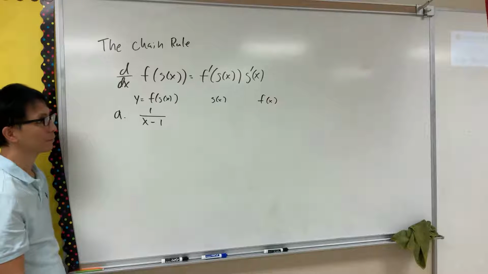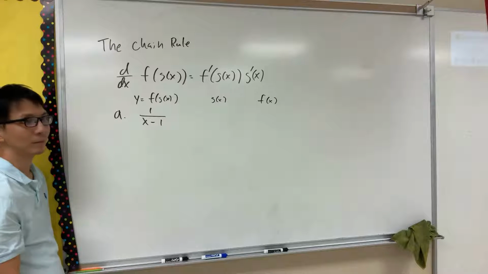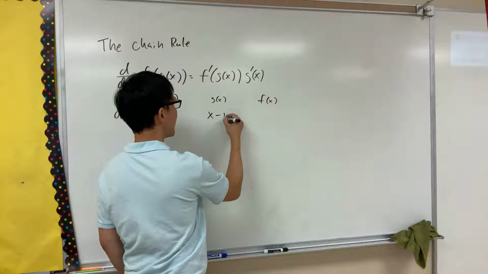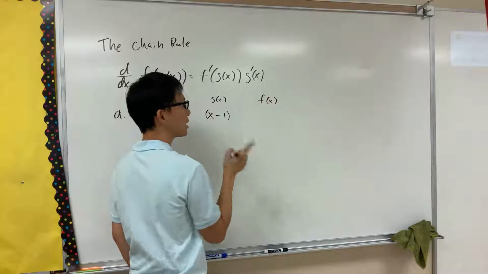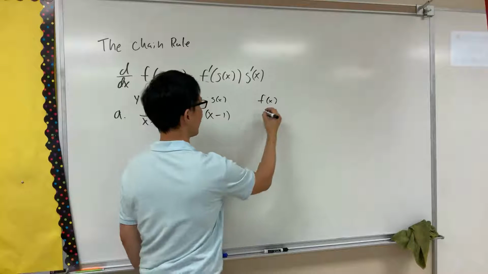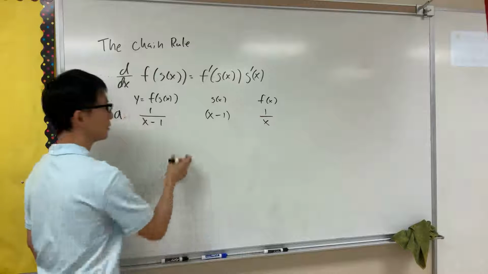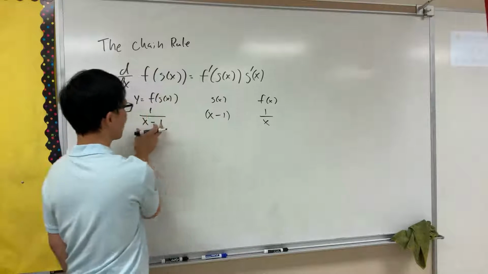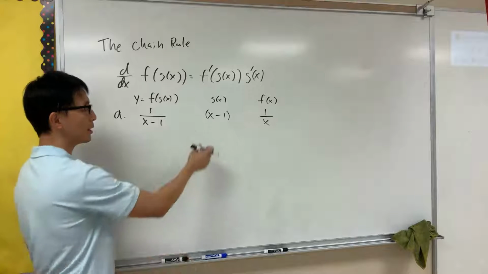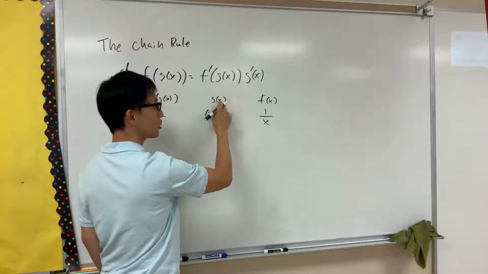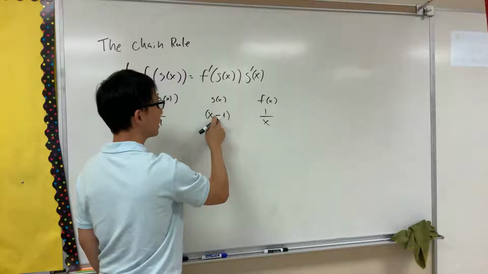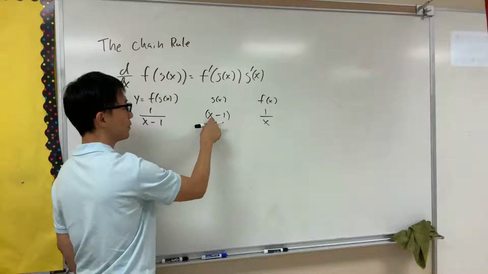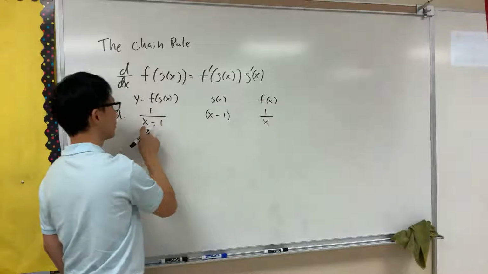X minus 1 is g of x. Good. And what's f of x? 1 over x. Good. Plug this in here, so it's equal to this. Because this is an inner function and this is an outer function, I'm plugging g of x into f of x. If I plug g of x into f of x, what am I going to get?